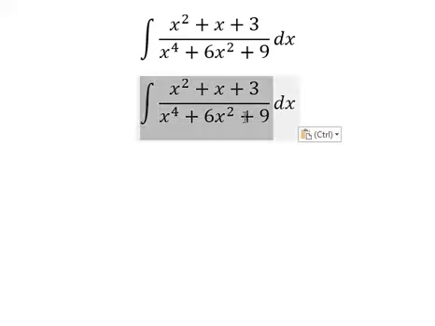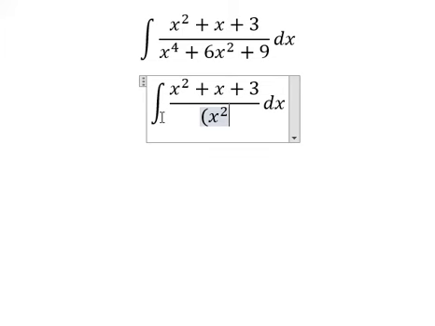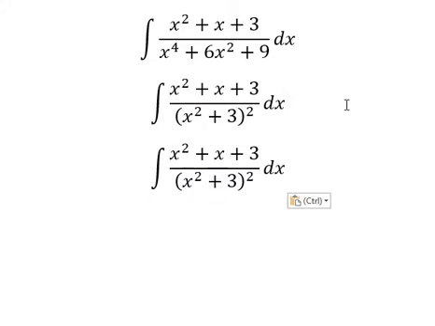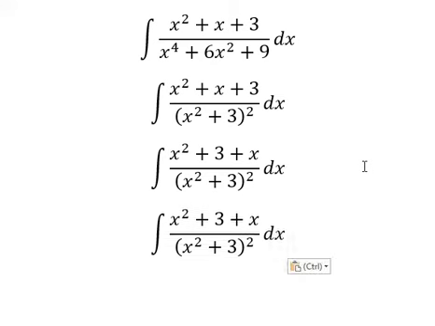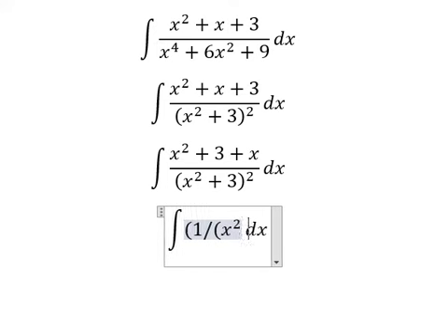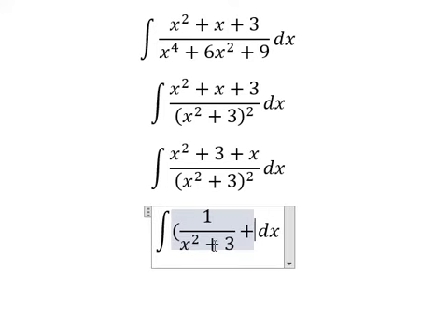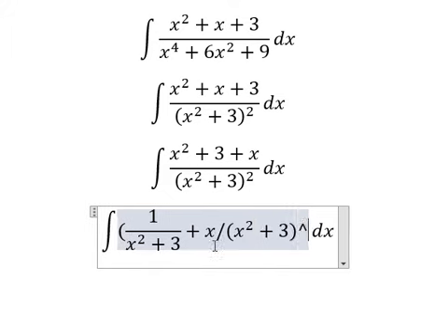This one is about identity. So we can put into s squared plus 3 to the power of 2. Now, on the numerator we have s squared and number 3. We can put in here. So this one divided by this one, we will have 1 over s squared plus 3, and we have the second one, that's s over s squared plus 3 to the power of 2.